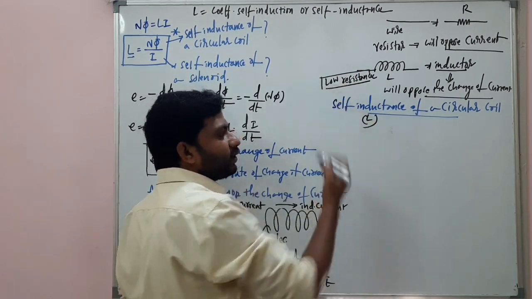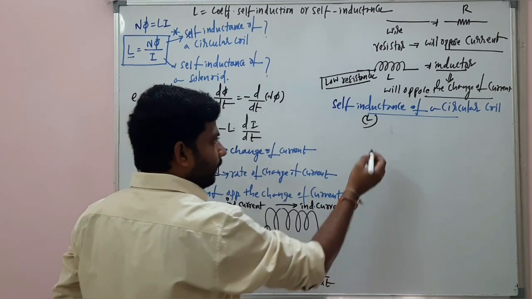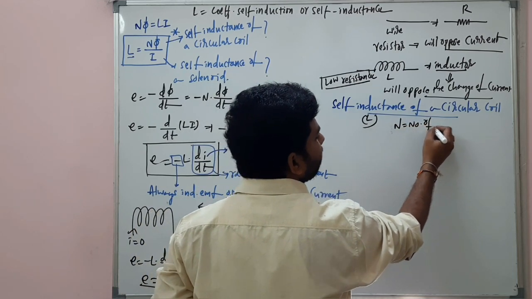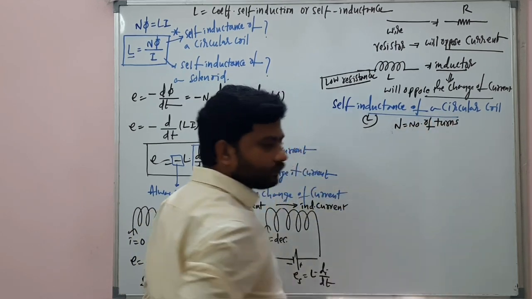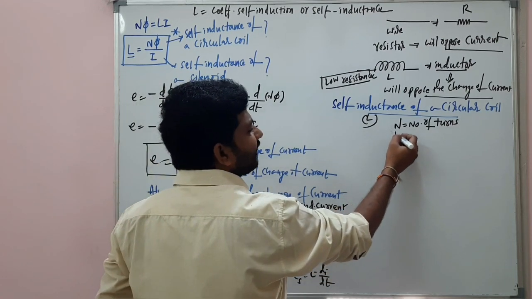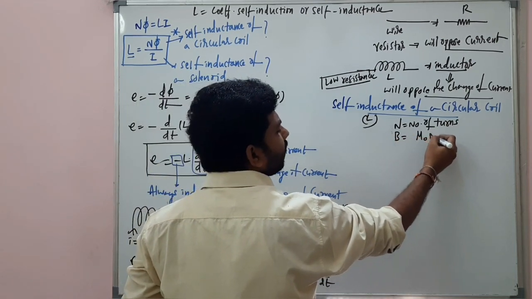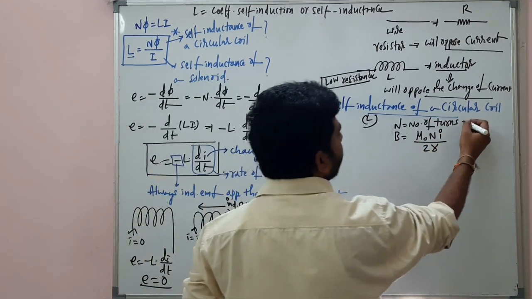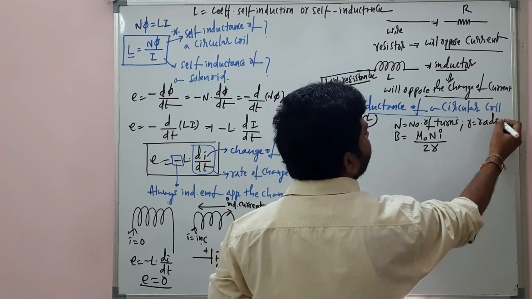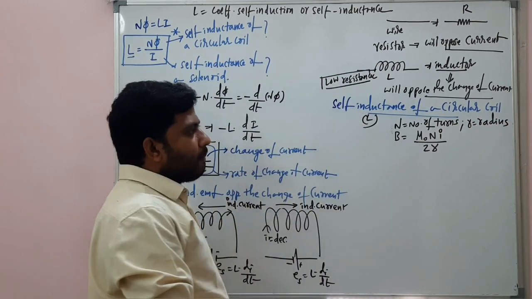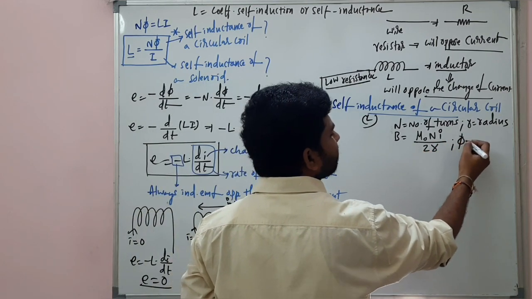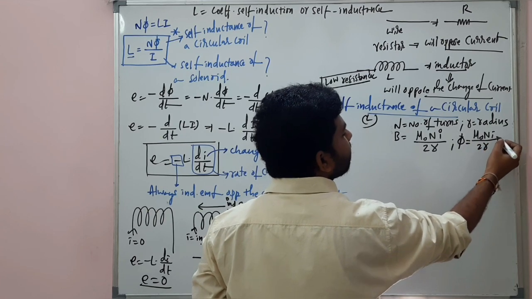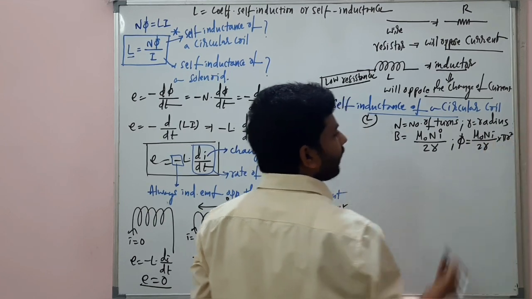That L value we are going to find out. Let me imagine a circular coil of N number of turns, total number of turns N. You know the magnetic field at the center of the circular coil is mu naught N I divided by 2R, where R is the radius of the circular coil. Magnetic flux associated with this is B into A, where B is mu naught N I by 2R and area is pi r square.